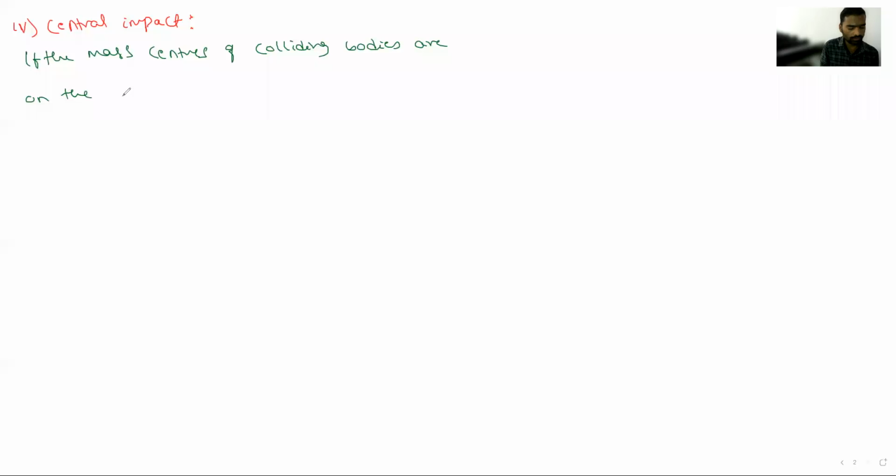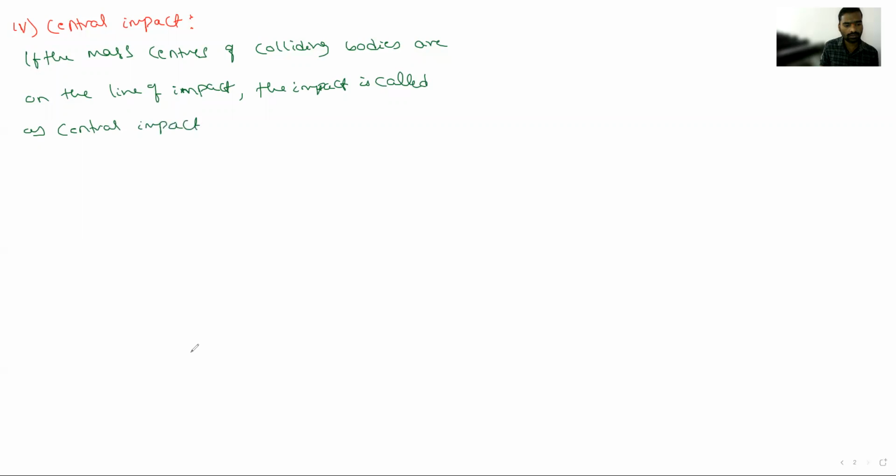Next, fourth one, central impact. If the mass centers of colliding bodies are on the line of impact, the impact is called as central impact.